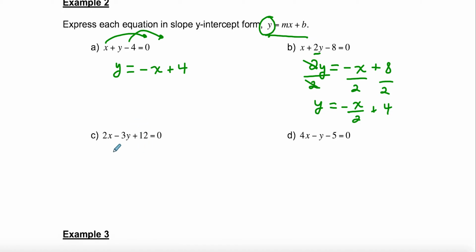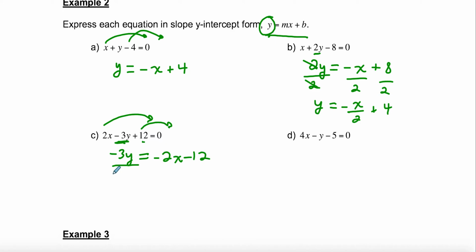Here, be careful. The -3y stays negative. Just leave the y term where it is, but it's negative. Move the 2x to the other side, so it becomes -2x. Move the 12 to the other side, so it becomes -12. So when I see my equation at first here, notice the y-intercept isn't actually 12. This doesn't really tell me a whole lot about how to graph this equation.